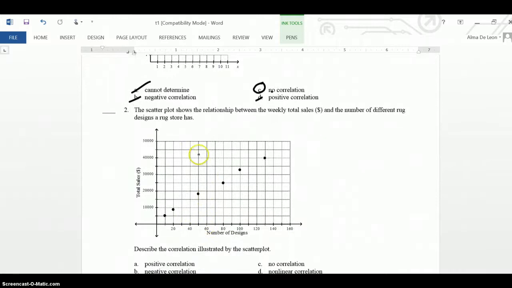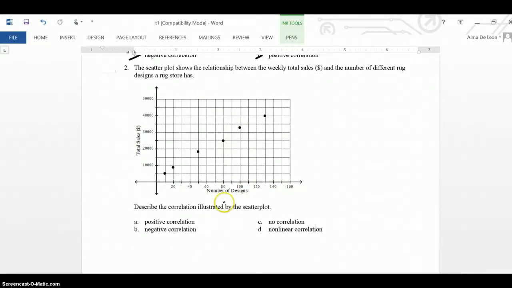Number 2, the scatter plot shows the relationship between the weekly total sales and the number of different rug designs a drugstore has. Here we see that our dots for the most part are going up, and because of it, we're going to call this a positive correlation.